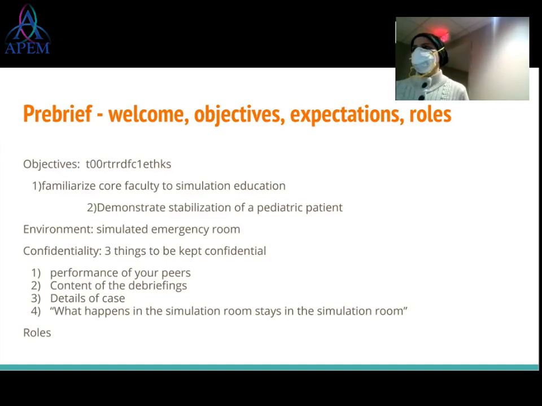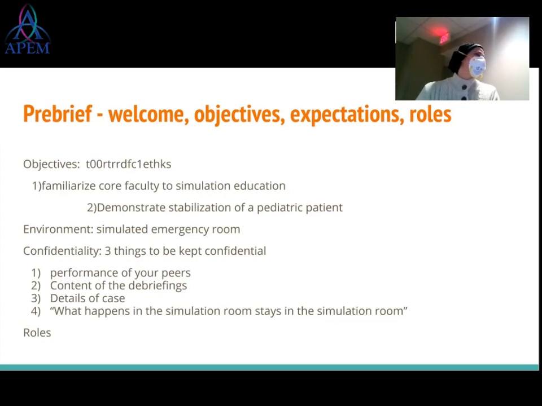Of course, we have to be confidential, right? Like the performance of your peers. So I can't be like, oh my God, Bunting, how did you not know this was, you know, blah, blah, blah. No. The content of the debriefings, details of the case, and whatever stays in the simulation room should stay here. We shouldn't talk about it outside or try to make fun of people.